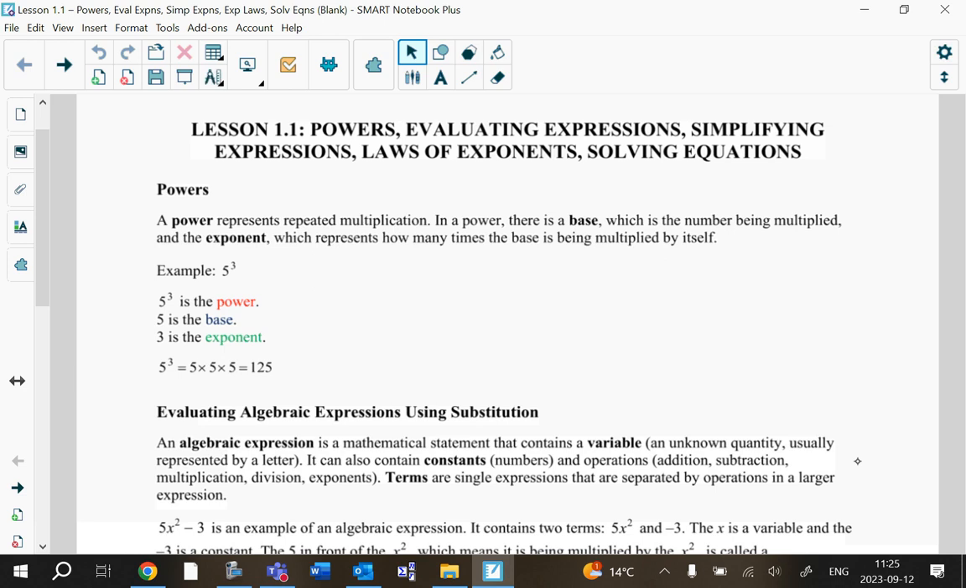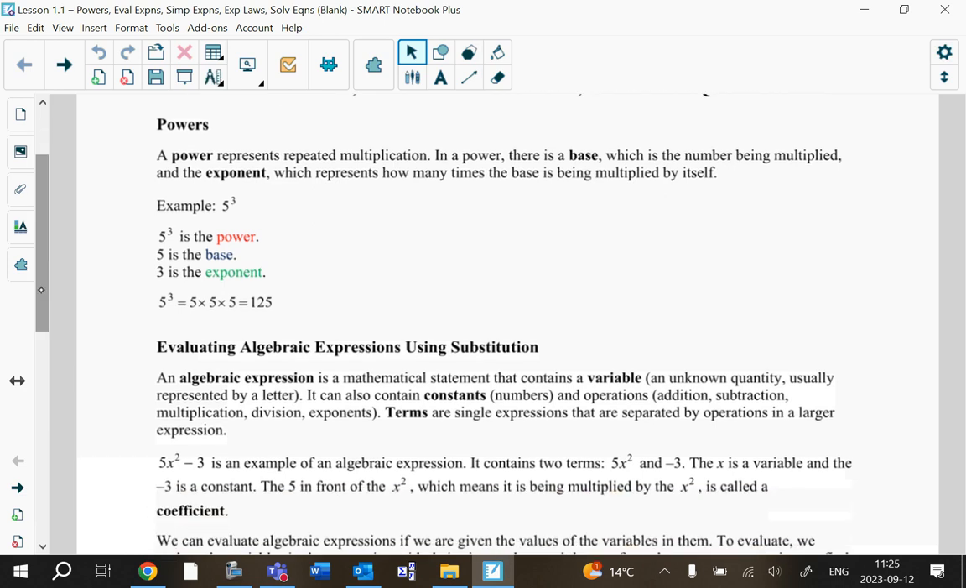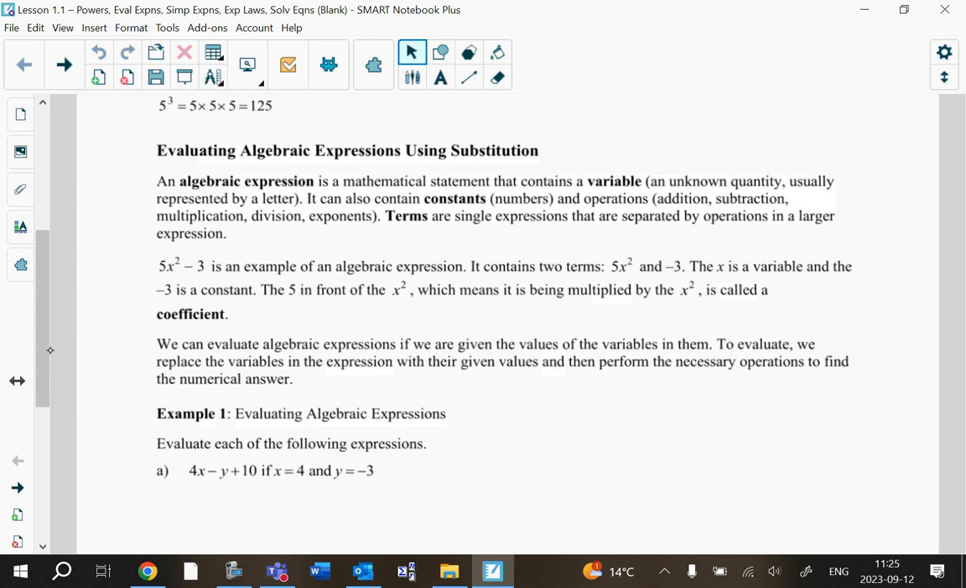Again, you don't have to worry about defining words, but when I use words like power, base and exponent, you should know what I'm talking about, much like some of the words we learned relating to algebra last year. An algebraic expression is a mathematical statement that contains a variable, an unknown, usually a lowercase letter. It can also contain numbers, which we call constants, and operations, such as addition, subtraction, multiplication, division, exponents. There are other operations, but we're going to focus just on these this year.